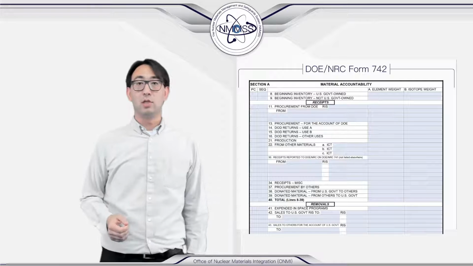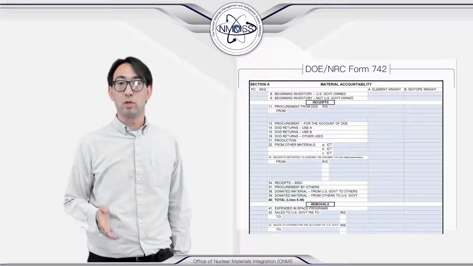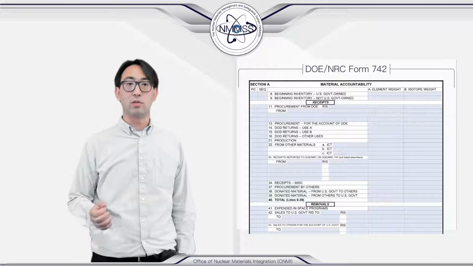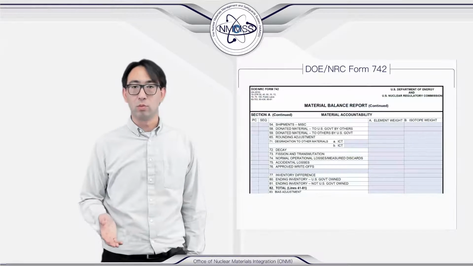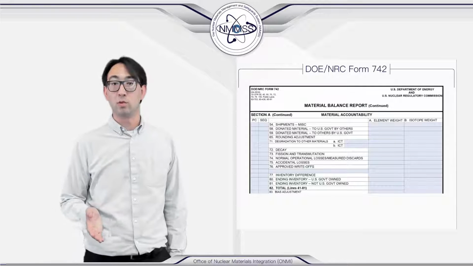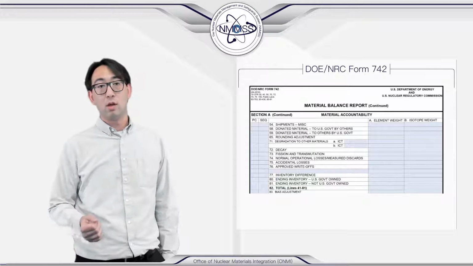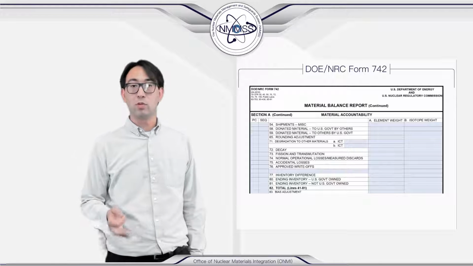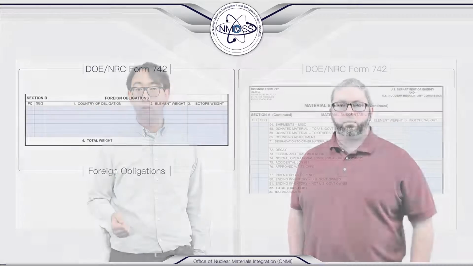In addition to the beginning and ending balances for each nuclear material, the material balance record includes additions to the inventory at the facility during the reporting period, such as nuclear material received or nuclear production. Also included in the material balance record are subtractions from the inventory during the reporting period, like nuclear material shipped or decay. Finally, the cumulative totals of foreign obligated nuclear material, as of the physical inventory, are included.